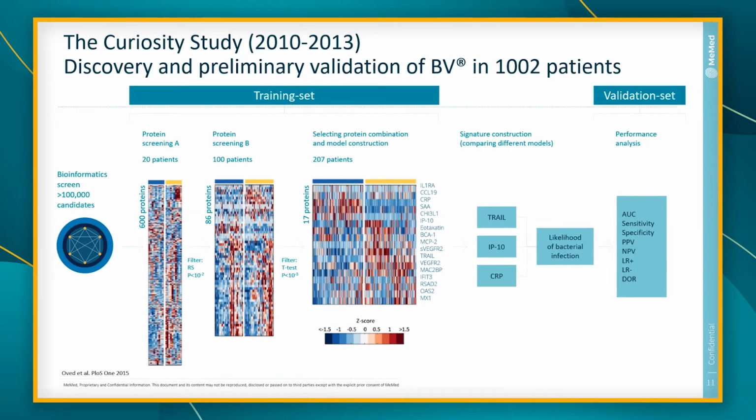So it started with about 100,000 potential proteins and protein isoforms that we screened bioinformatically, and then down-selected these through a series of studies enrolling over 1,002 patients prospectively. So as far as we know, it's the largest proteomic screening ever conducted of the human response to acute infections, eventually coming up with a signature, a combination that includes 3 proteins: TRAIL, IP10, and CRP.